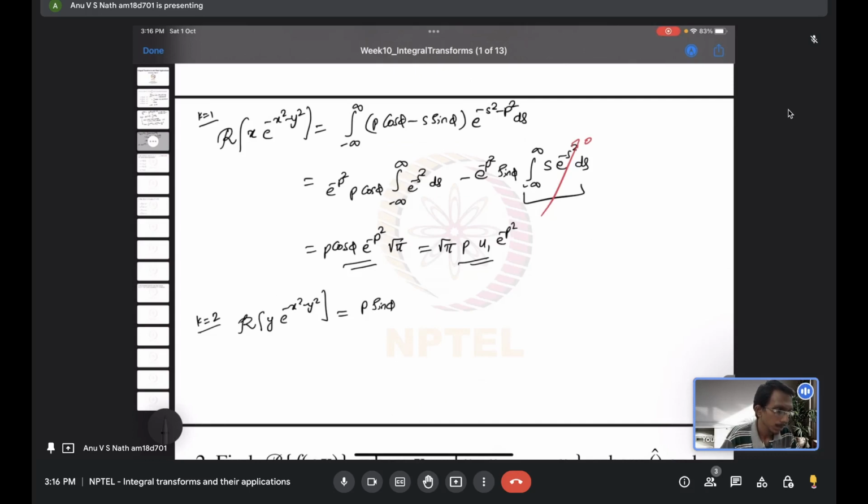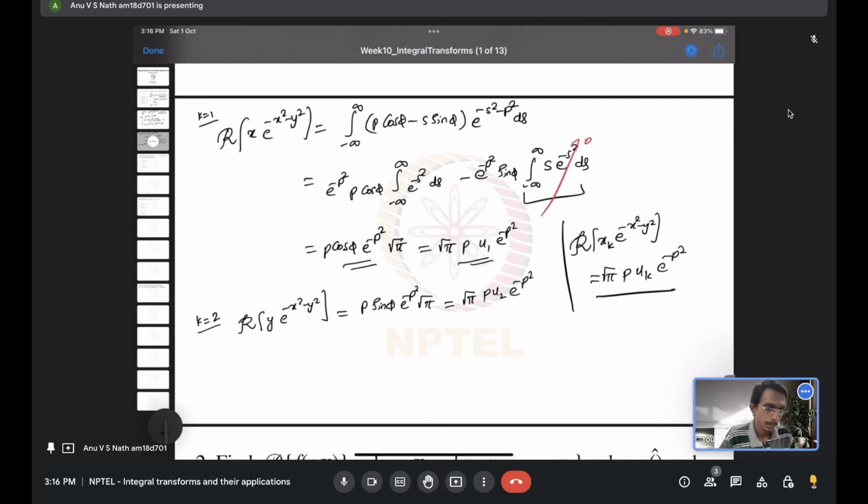Okay, so p sin phi exponential of minus p squared times root pi, or you can also write it in terms of the direction cosine, so it's root pi p u2 exponential of minus p squared. So generally, for any k you can write the Radon transform of xk times exponential of minus x squared minus y squared as root pi times p times uk times exponential of minus p squared. Okay, I think that is clear.